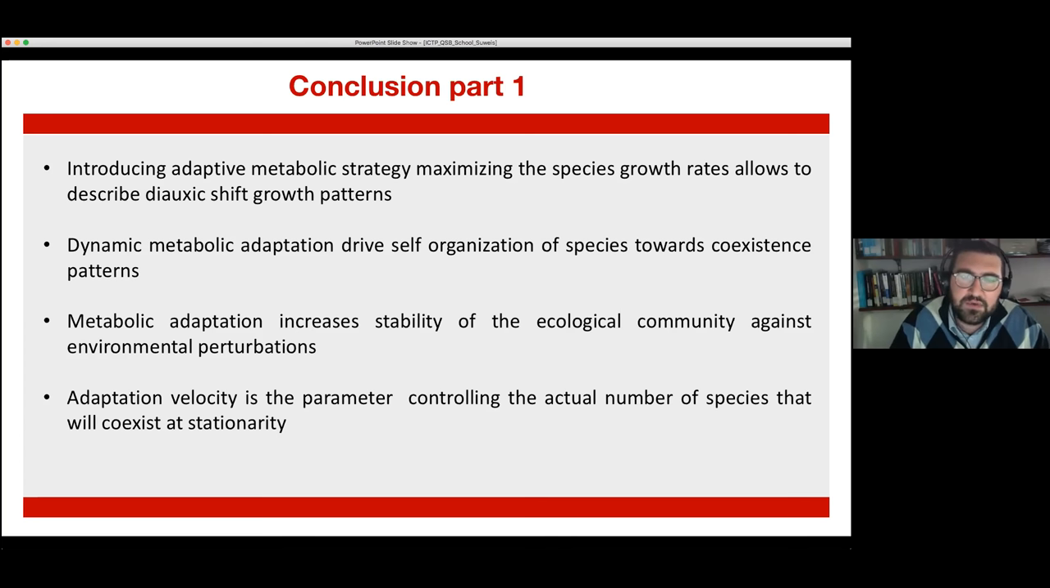I think we have understood that adaptation is a fundamental ingredient for having high biodiversity, even in the presence of few resources. It's probably not the only explanation, not the only contribution to the solution of the paradox, but for sure it is one important part of that. Okay, so if not, I go to the second part. I hope to be able to be on time.